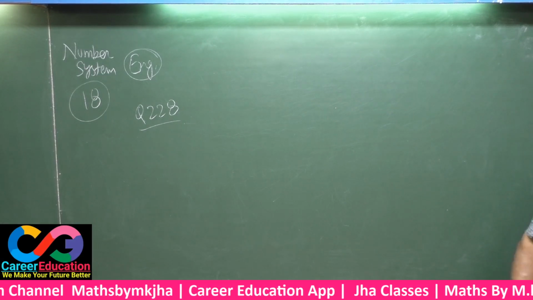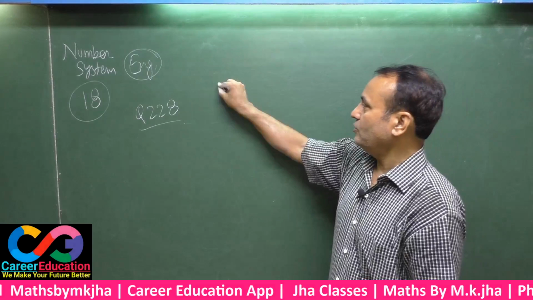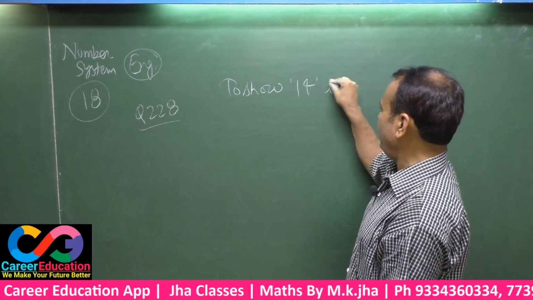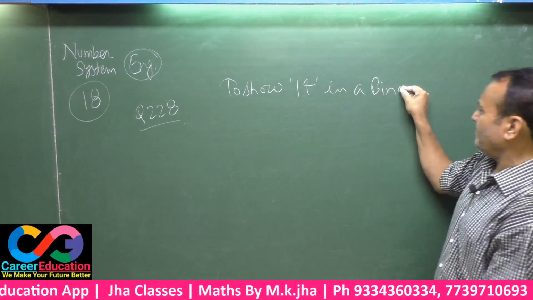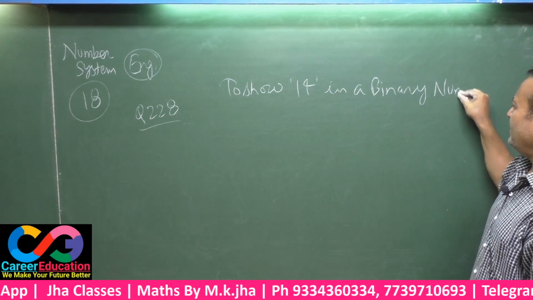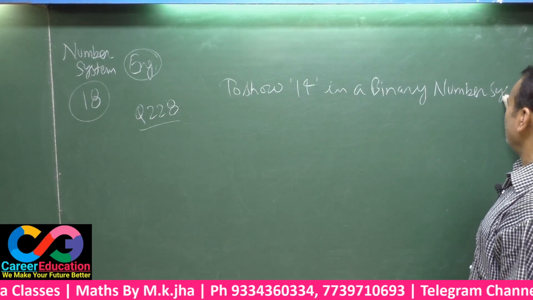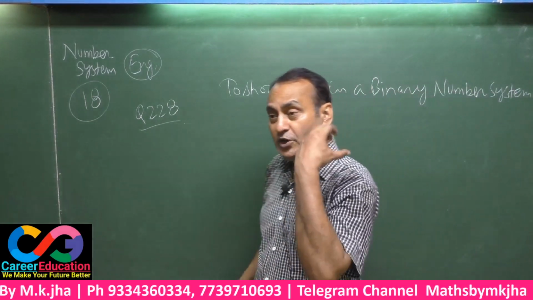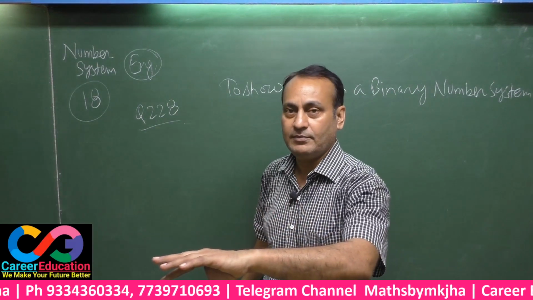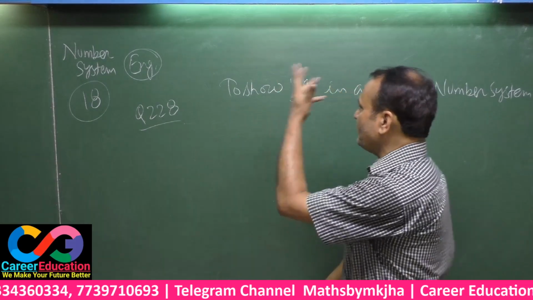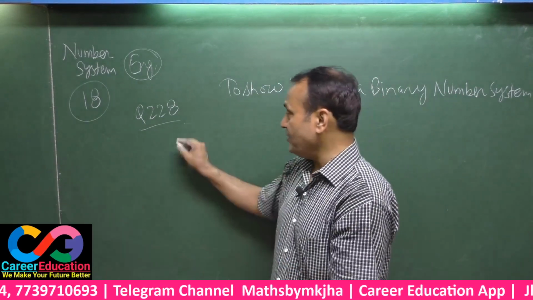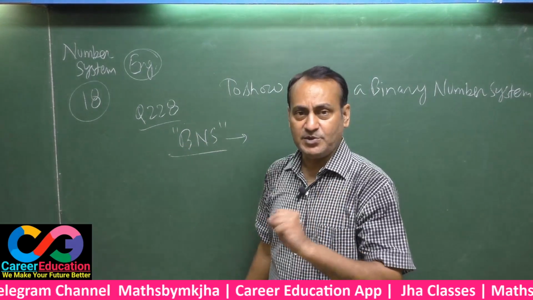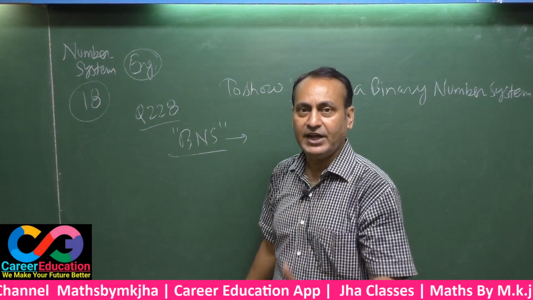See here, the question has asked you to show 14 in a binary number system. That means you have to explain 14 in binary number system. Firstly, you will have to grasp the system of binary number. That means write down firstly BNS. What does it mean? This is a short form of binary number system.